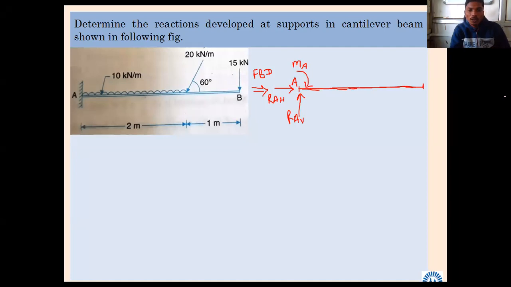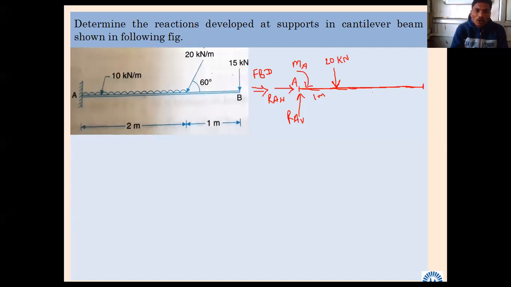How much load is given? UDL. How much UDL is given? 10 kilonewton per meter. So what will be the total load due to UDL? 20 kilonewton. And where will it act? At the middle. So it will be 20 kilonewton, and this will be 1 meter.